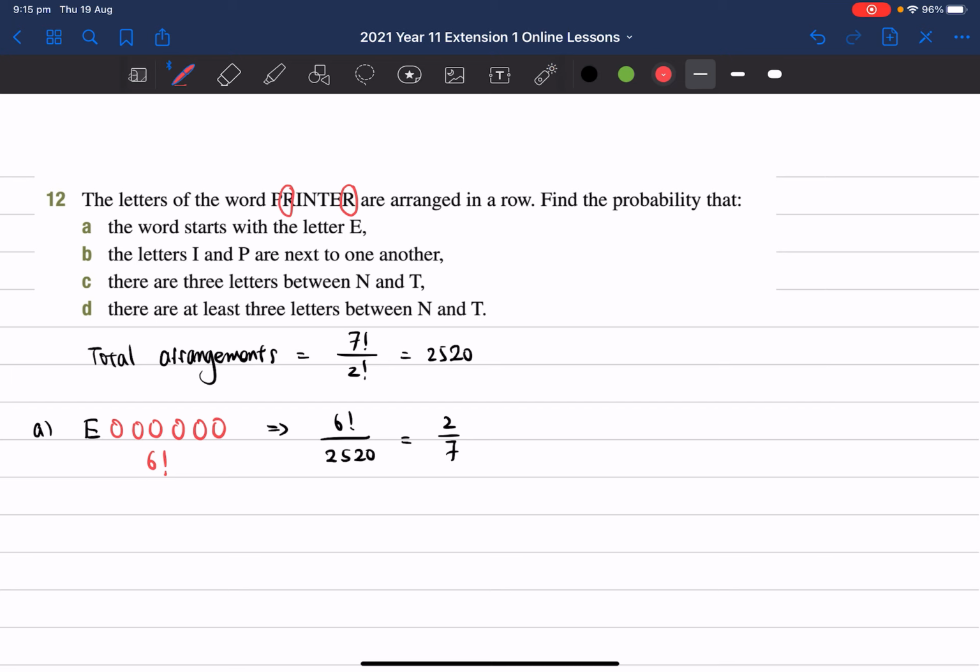However, I forgot to divide by 2 factorial, because within these 6 letters you still have a double R here, which means you have to divide by 2 factorial. So it's a bit tricky, and you just have to be very, very careful. So that's 6 factorial divided by 2 factorial over 7 factorial divided by 2 factorial. In the end, that just becomes 6 factorial over 7 factorial, which means that's 1 over 7.